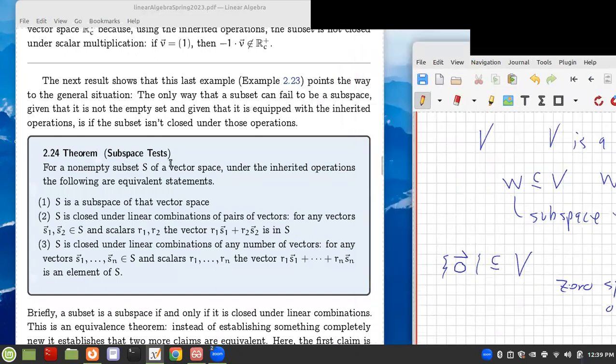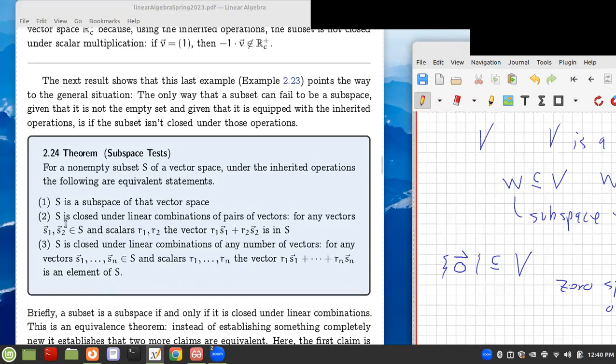And here's what you call the subspace tests. There are three things that are equivalent. The first one is your concept: S is a subspace, for a non-empty subset S of a vector space under the inherited operations, that's the same ones in the vector space. The following mean the same thing. S is a subspace of that vector space. That's the concept, right? We have a definition for it. But the concept is not really a good test. We want a simple way of doing it.